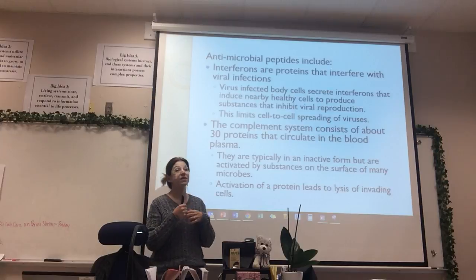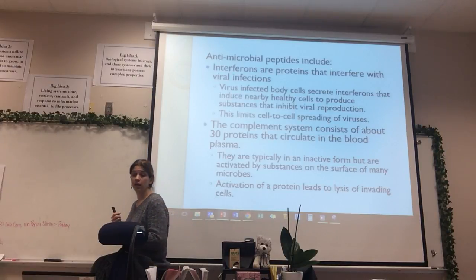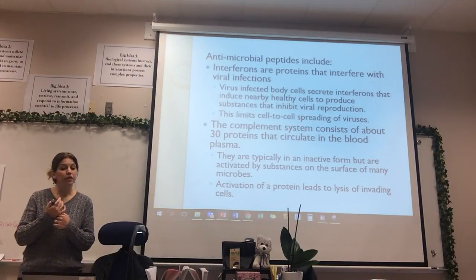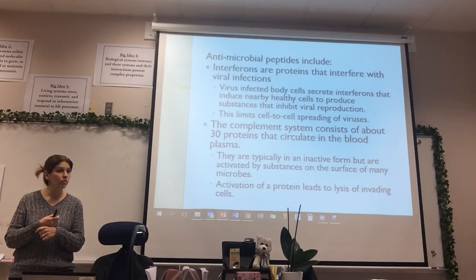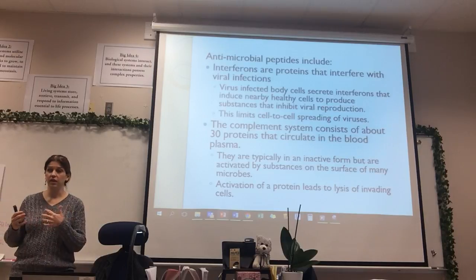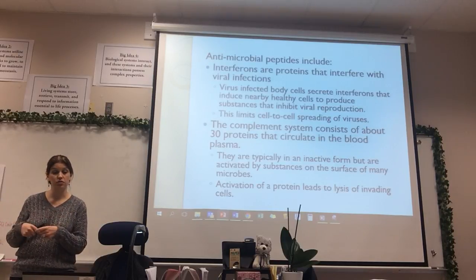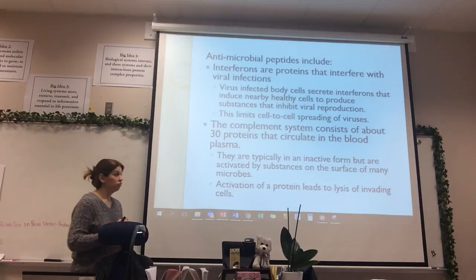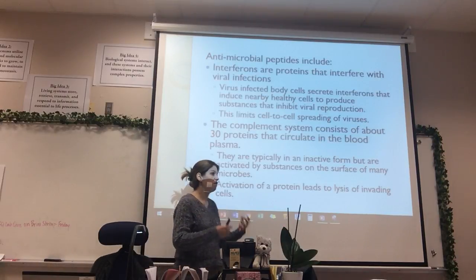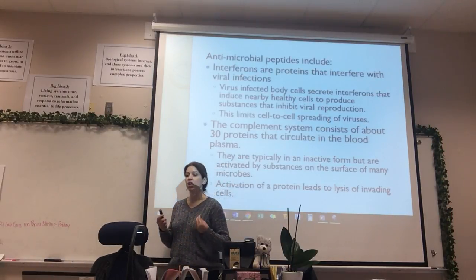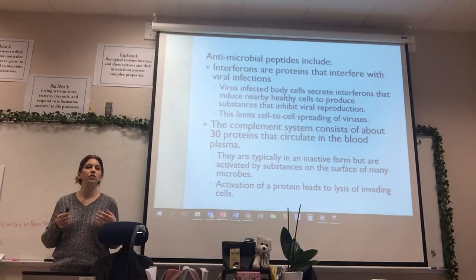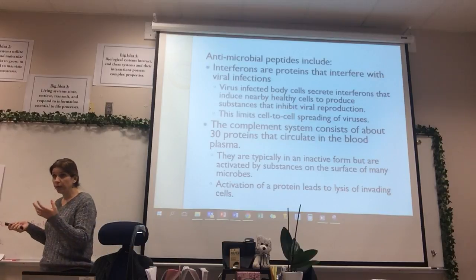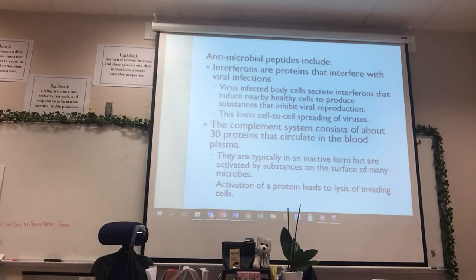And then we also have a whole system called the complement system. It consists of about 30 different proteins that circulate in the plasma, in your blood. Normally in their inactive form, but they're activated when they encounter a substance that needs to be neutralized. What do they end up doing? Lysing invading cells. So again, these are non-specific responses. Your innate immunity finds a group. Like this could be a bacteria, this could be a virus, this could be a fungus, and it's attacking the group.